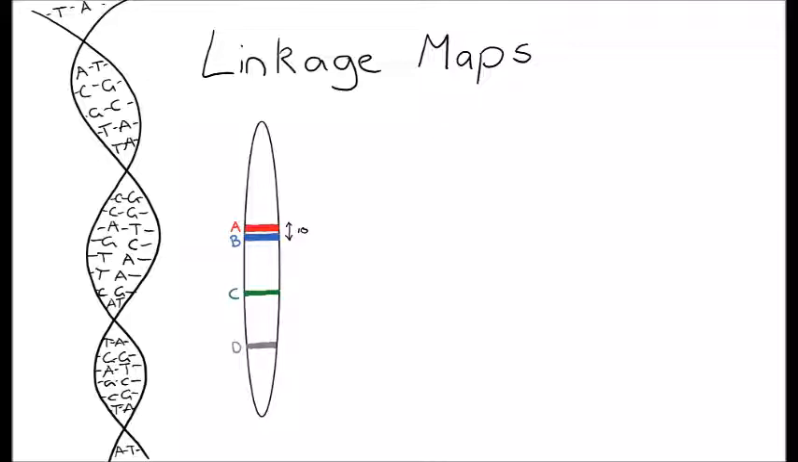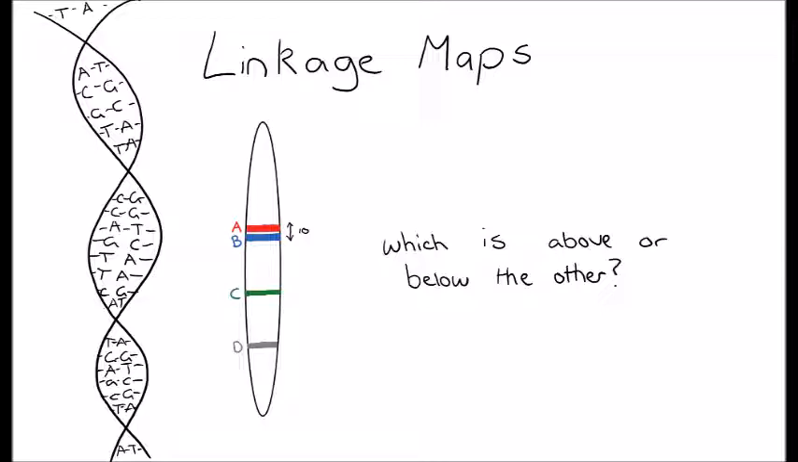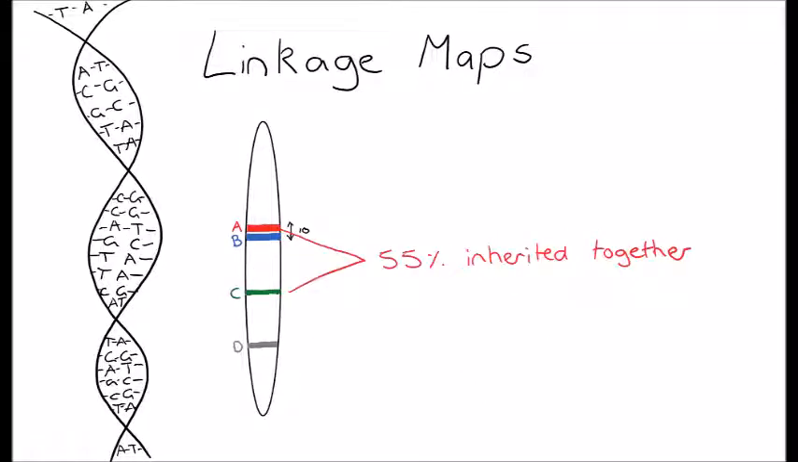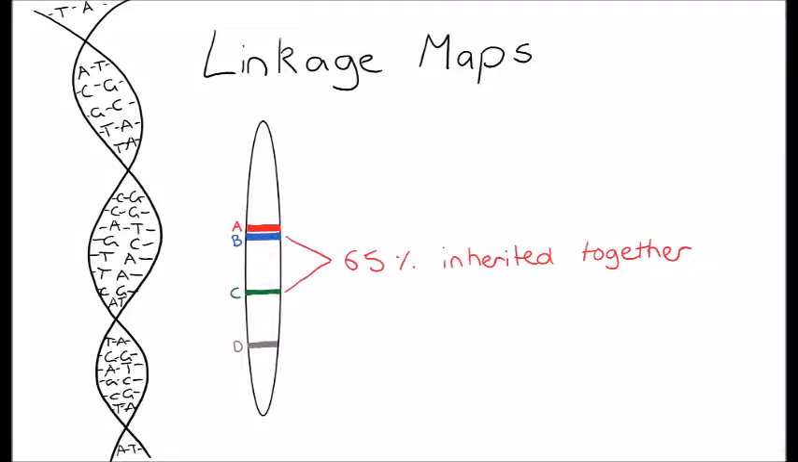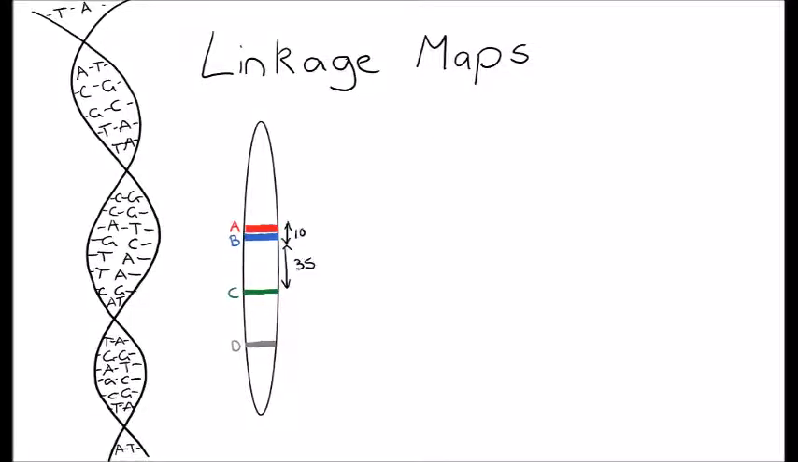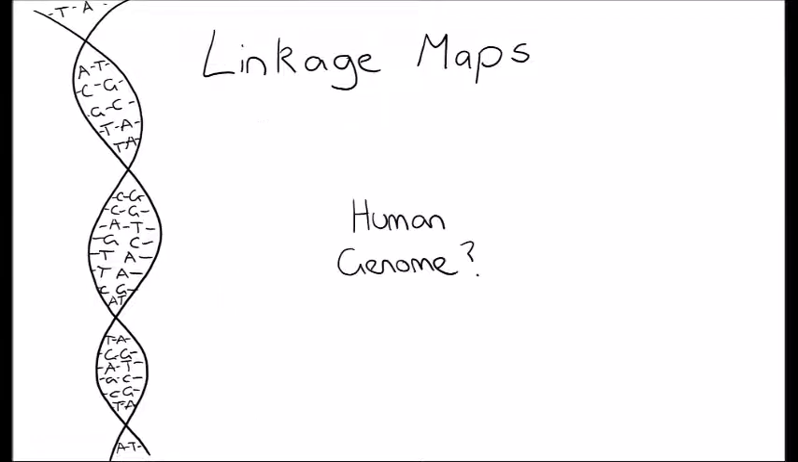It is known that genes A and B are located 10 units apart, but it is not known which is located above or below the other. The genes A and B must be compared to that of C or D to confirm their location. If A is inherited with C 55% of the time, then those genes are located 45 units apart. If B is inherited with C 65% of the time, then they are located 35 units apart. Therefore, it is logical that gene A will be located above gene B because the distance to C from A is longer.